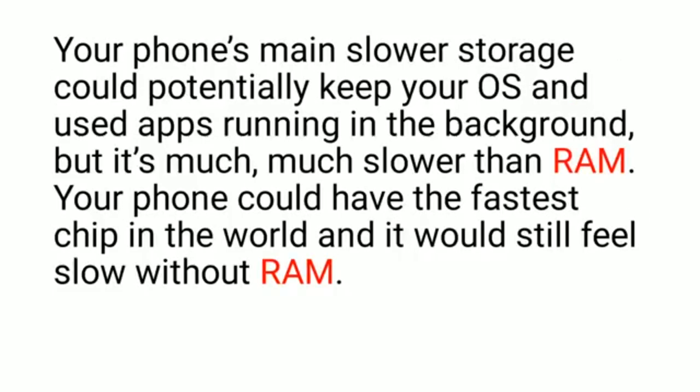Your phone's main slower storage could potentially keep your OS and apps running in the background, but it's much slower than RAM. Your phone could have the fastest chip in the world and it will still feel slow without RAM. So the storage of your phone could be very large, could be 500 gig, could be 120 gig, but if you have a RAM with a lower capacity like 1 gig, the phone is technically going to be slow.